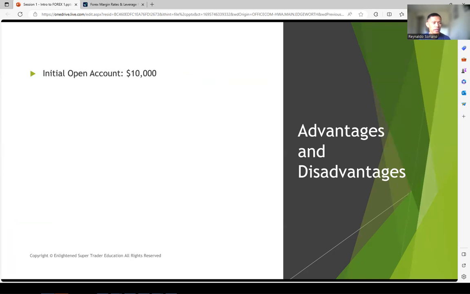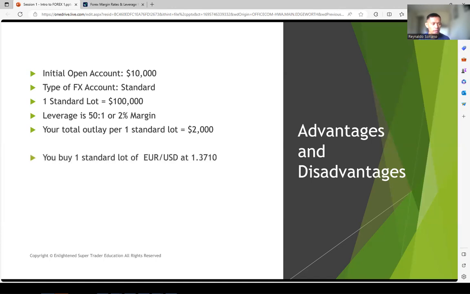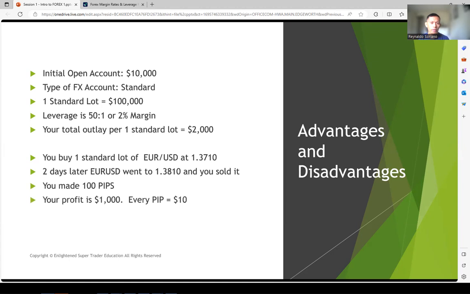So here are the advantages and disadvantages when you're trading with a standard lot. If you have $10,000 in your capital and you want to trade normal standard lots, 100,000, say the leverage is still the same, 50-to-1, 2% margin. Your total outlay, which is now your one standard lot, is $2,000. Say for argument's sake, you bought euro dollar at 1.3710. 2 days later, the euro dollar went to 1.3810 and you sold it. You made 100 pips. Your profit is $1,000, because on a normal standard lot, 1 pip equates to $10.